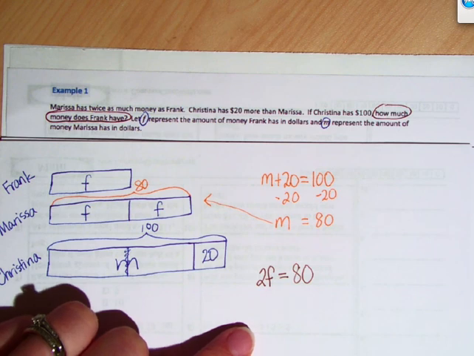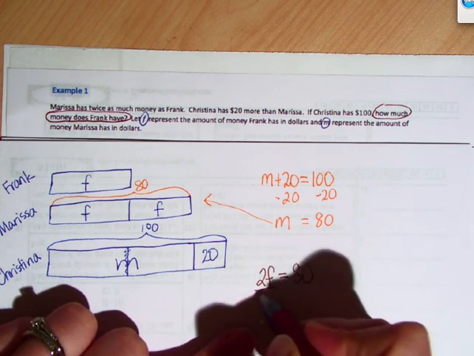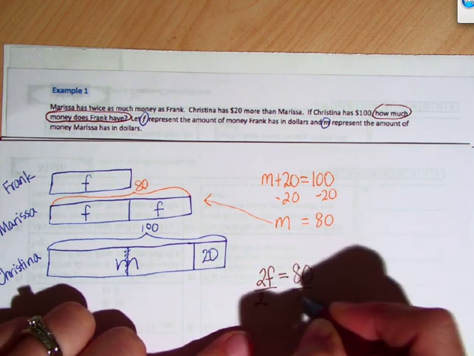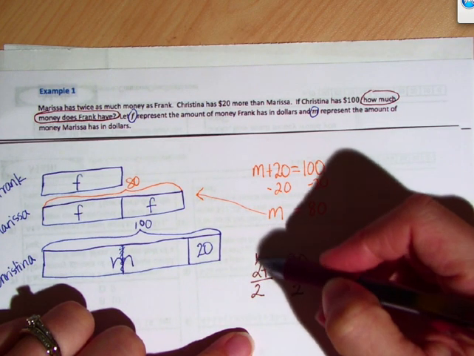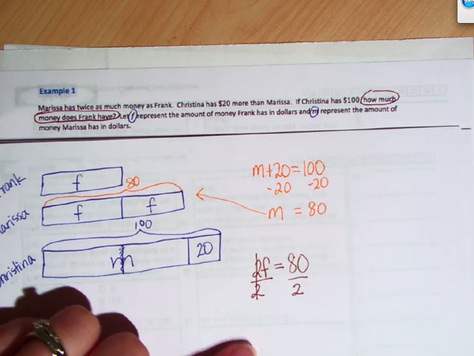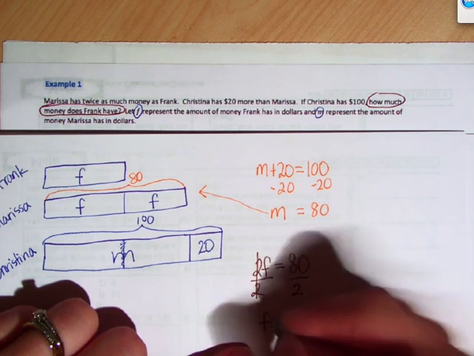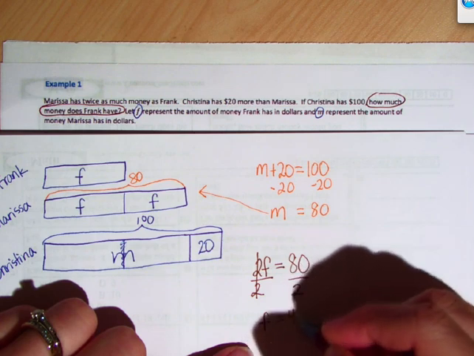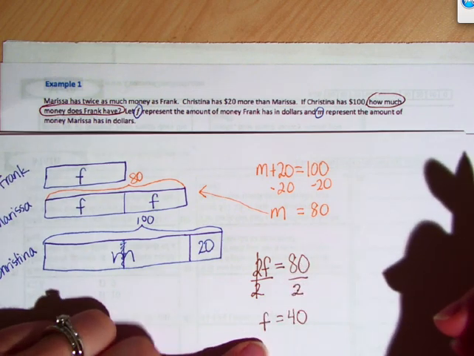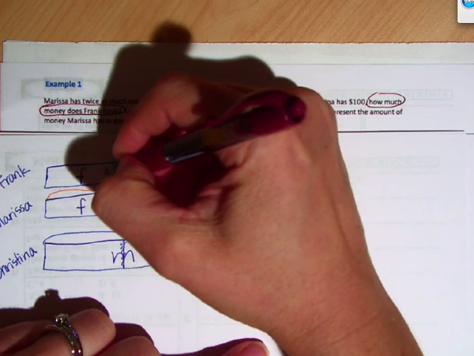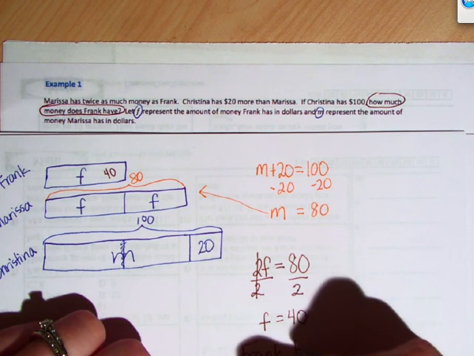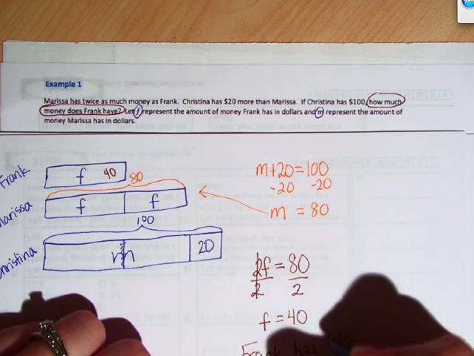Here's how I write it in short form. I'm going to divide by 2. If I write it that way, it makes it so much easier. Now, I don't have to rewrite it. I'm going to do the same thing over here. So this 2 divided by 2 is going to cancel out for our identity property, and we're left with F. 80 divided by 2 is 40. So I know that F is 40. So that tells me that Frank has $40.